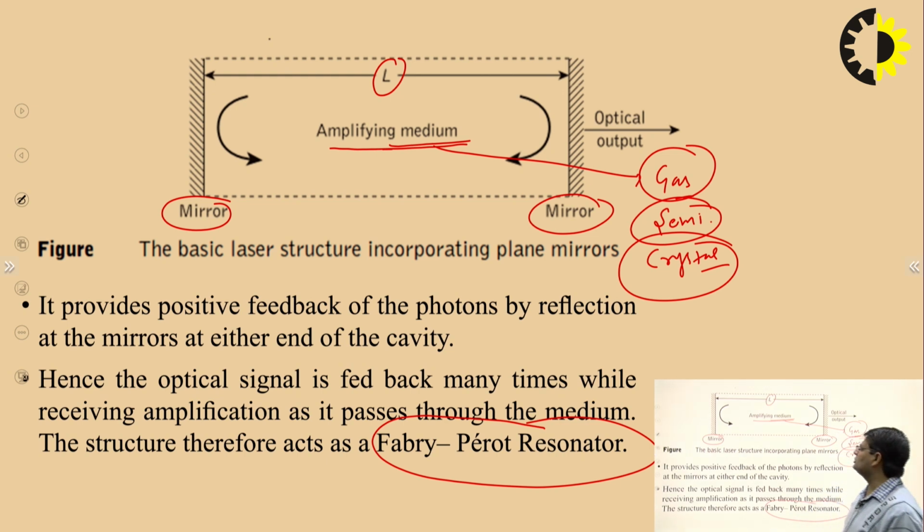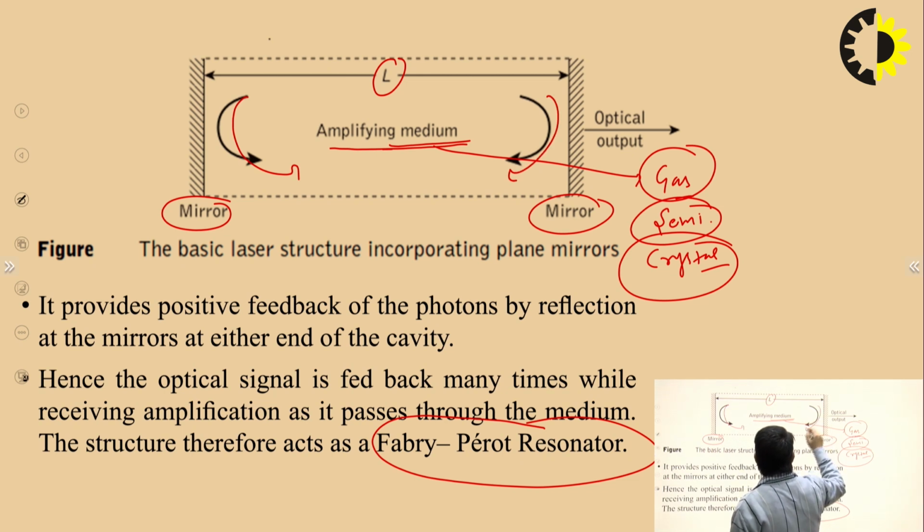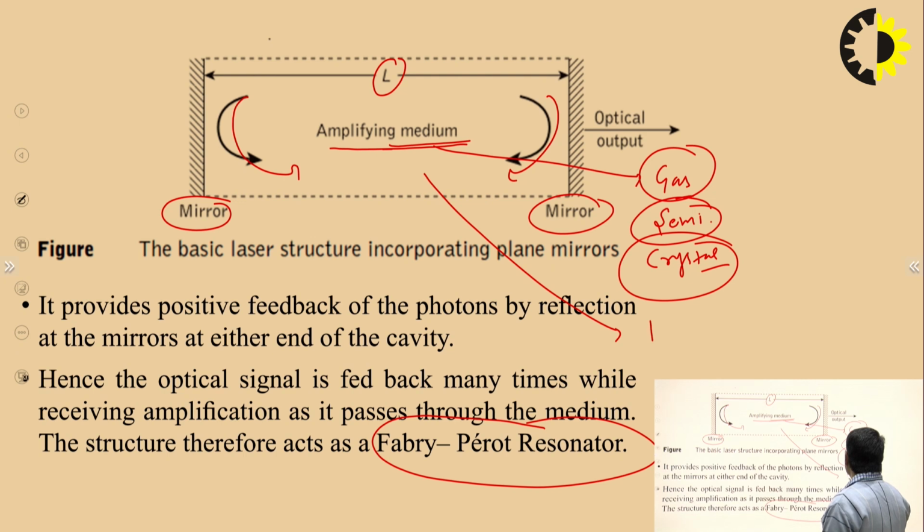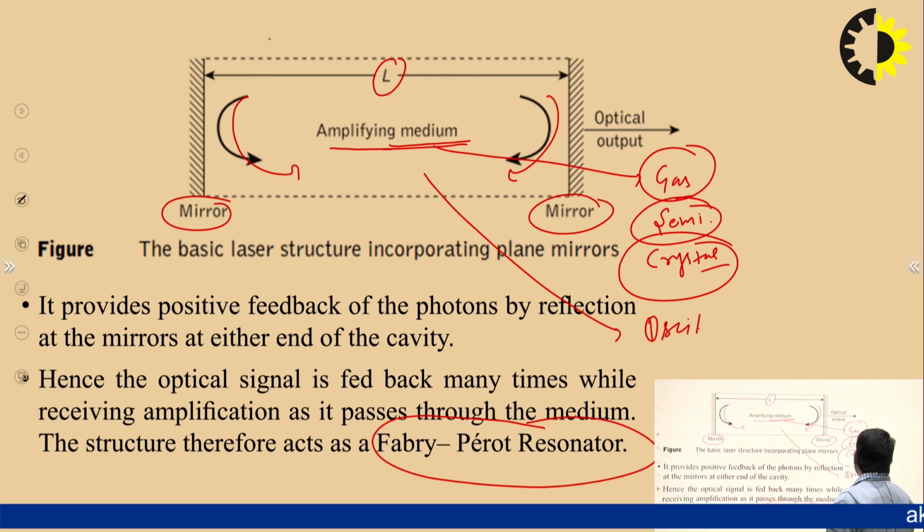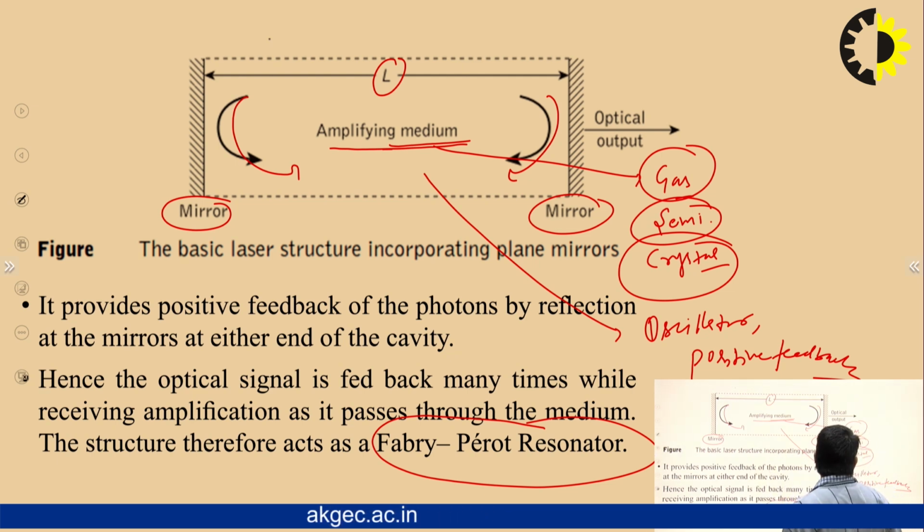So basically what happens in this case is the light is reflected multiple times from the two mirrors, and whenever light propagates in this cavity, it behaves as an oscillator and positive feedback is achieved due to multiple reflections from both end mirrors. So due to this positive feedback, what we get here is gain in the cavity.